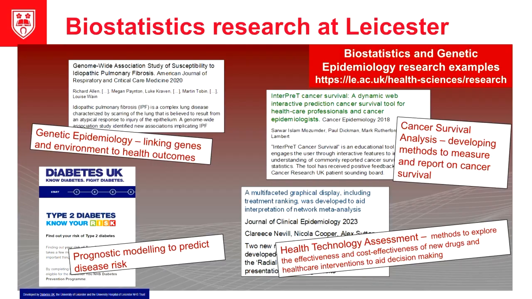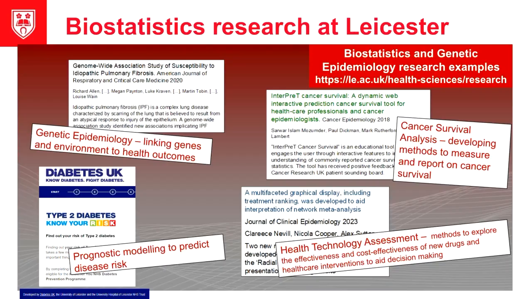So this slide gives you a little bit of information about the people who teach on the course and the sort of research they do. So we're all active health researchers. So we have a group of genetic epidemiologists whose main role is to explore links between health outcomes and genes and the environment.